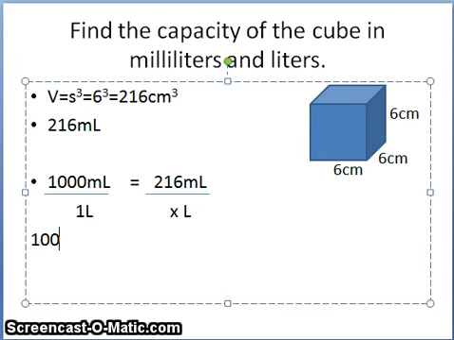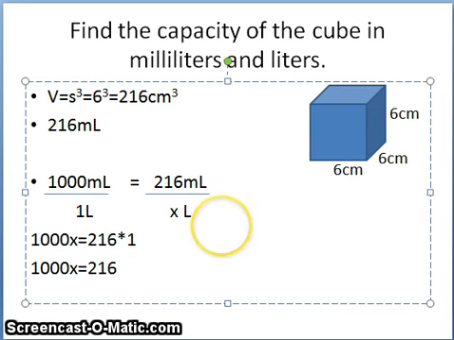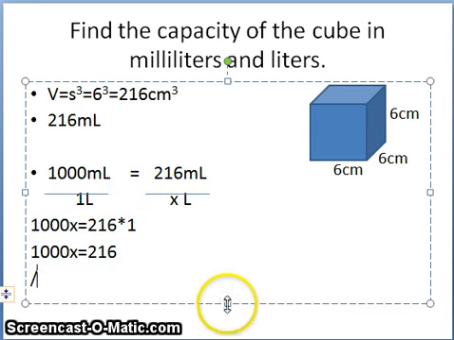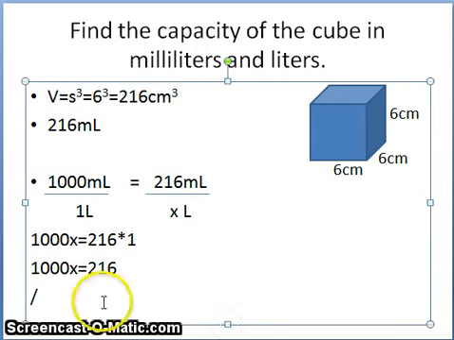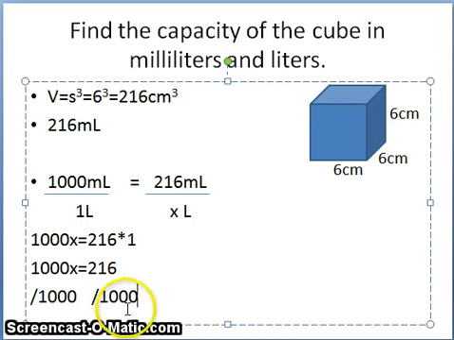So 1,000 times x equals 216 times 1. So 1,000 x equals 216. And I would need to divide both sides. Hold on one second while I stretch this out a bit. I would want to divide both sides by 1,000. I hate typing math. I will update this so that I can hopefully get writing tools soon.